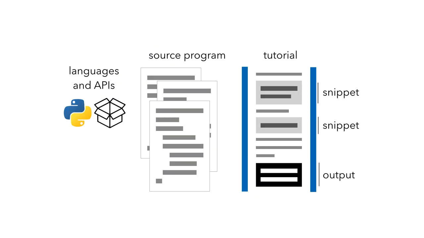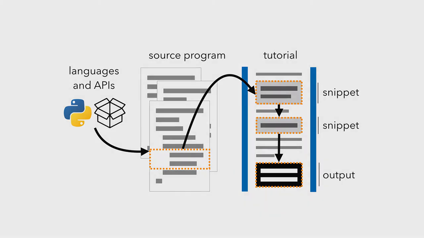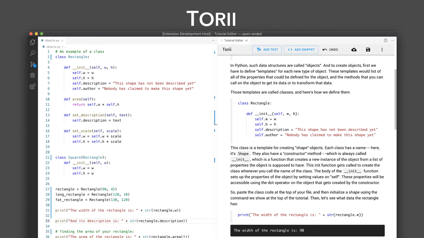One challenge is that authors have to manage a complex workspace with a program, snippets taken from that program, prose explanation of snippets, and outputs generated by the program. Changing any one of these requires updating many other items. We introduced Torii, a novel tutorial editor designed to address this challenge.